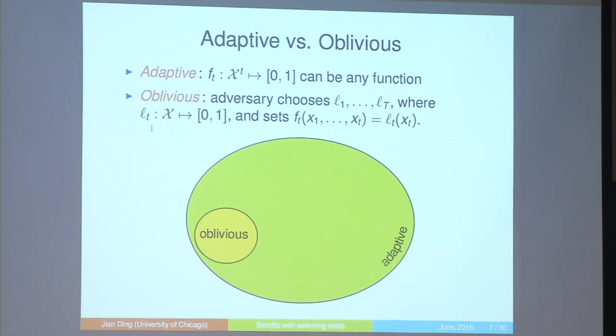To your question, if it's adaptive, the function f_t can be arbitrary. It can really map any x to the t to the interval between 0 and 1. But if the adversary is oblivious, then these functions are more limited. It has to be a function based just on the current action. Yes? The previous t actions taken by the player is a vector, right? Okay. And if the adversary is adaptive, this function can actually depend on all these actions. If it's oblivious, then the function can just be some sort of l_t that maps the current action to some loss value. Did I answer your question?